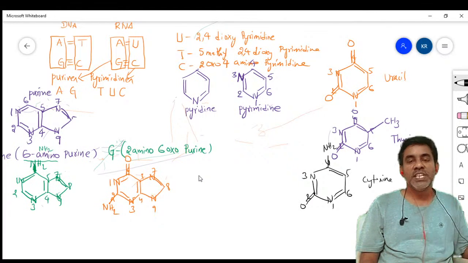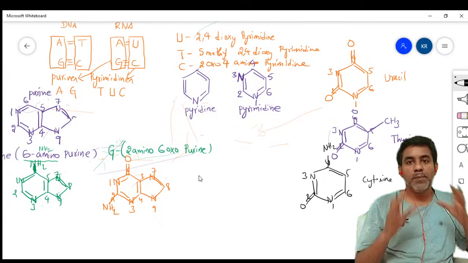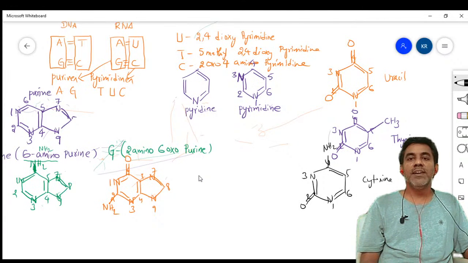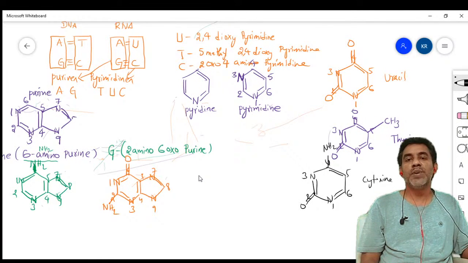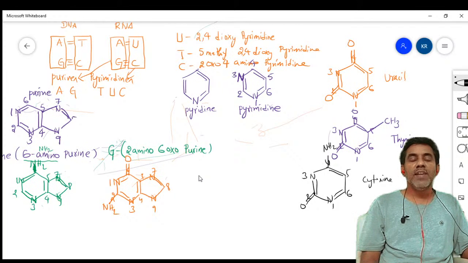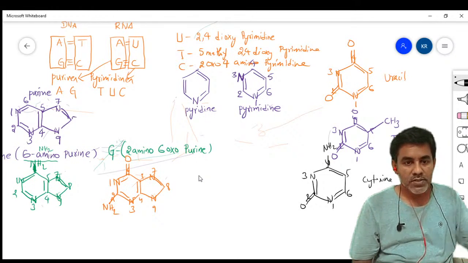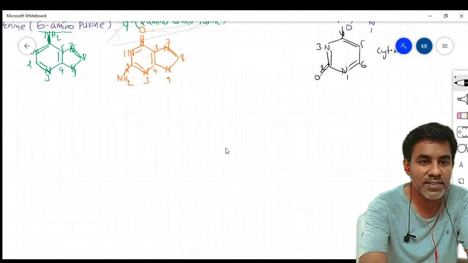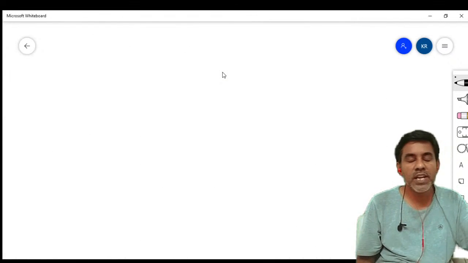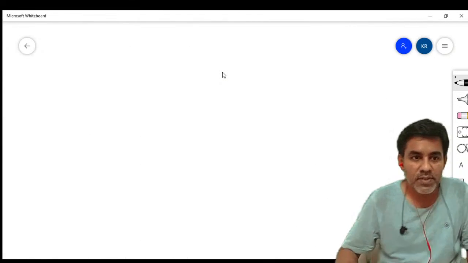Next, we need to see the DNA structure. What bonds are present? As you know, nucleic acid is composed of nucleotides. So many nucleotides are bonded with each other with the phosphodiester bond. And then you will find two helices in case of DNA, single helix in case of RNA. So we are going to see only the single helix. So how is it going to form, and where will you find what type of bonds it possesses.